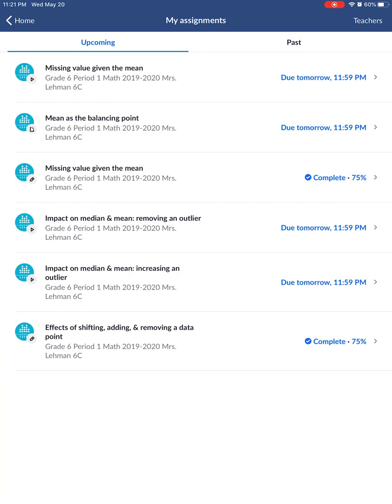All right, so let's go to the stuff that is due Thursday at midnight. I think that's the time I usually turn into a pumpkin. Okay, here we go. Missing value given the mean. I'm on the third thing down, and let's get to it.